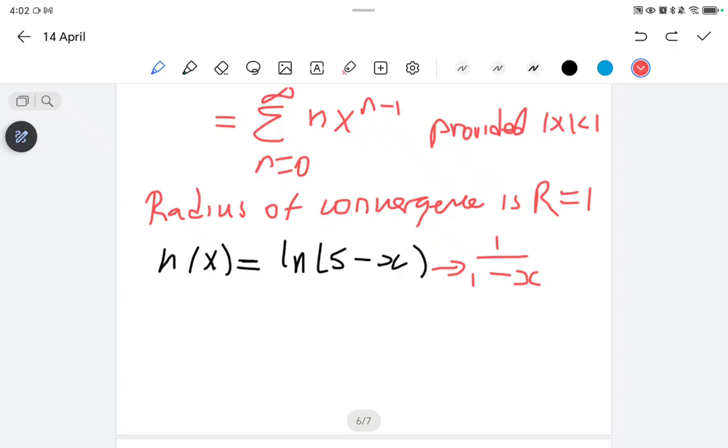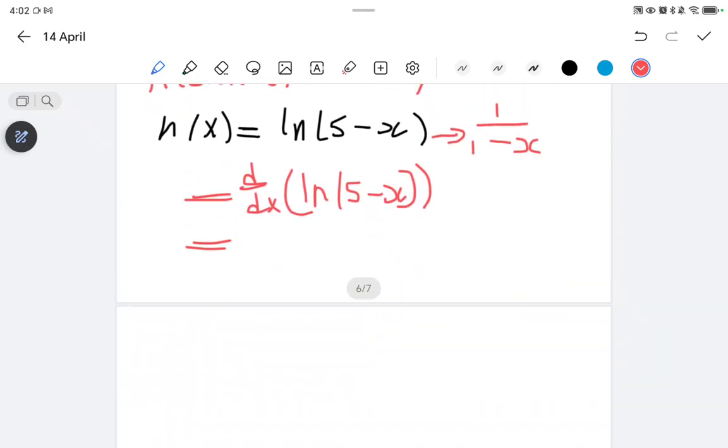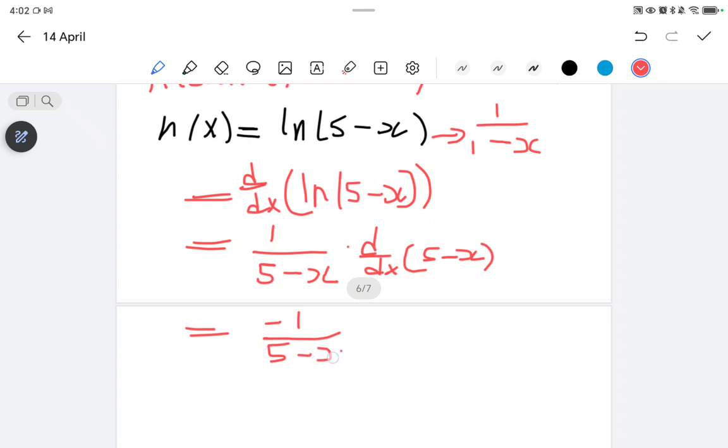So what I'm gonna do now, let me just derive this. I want to show you something. This is just me checking. You see, right? Then when I derive this, I'll get 1 over this, times the derivative of the inside. See what did I get? I got minus 1 over 5 minus x.